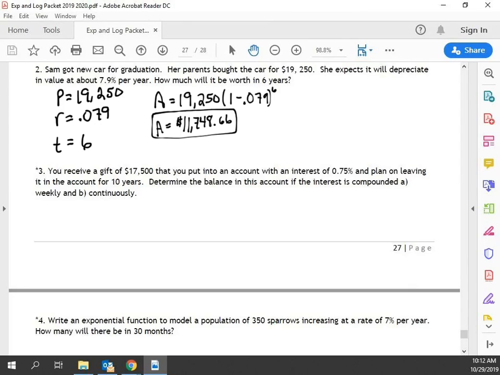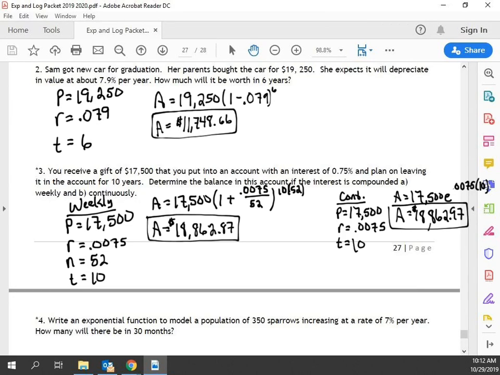Right, you receive a gift of $17,500 that you put into an account. It's a nice, generous gift. With an interest of 0.75%, and you plan on leaving it in the account for 10 years. Determine the balance of this account if the interest is compounded weekly and continuously. All right, so this is a repeat of what we did on number 1. So I want you guys to go ahead and do it on your own using the guide for problem number 1.